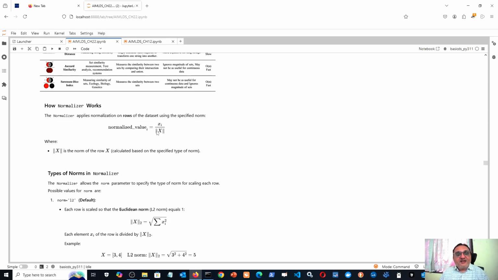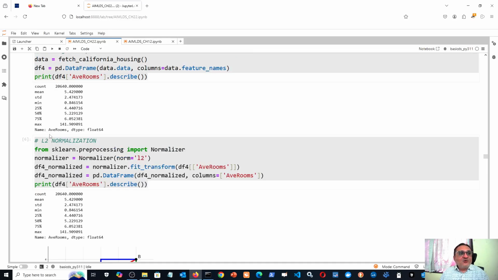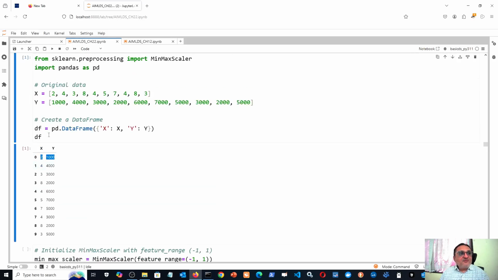And the third type of normalization is where you take the maximum value of the entire row, and that is called max normalization. So if I write normalized x, what is normalized x? That will be 2 divided by under the root 2 square plus 1000 square. Then 4 divided by under the root 4 square plus 4000 square. That will be L2 normalized x.